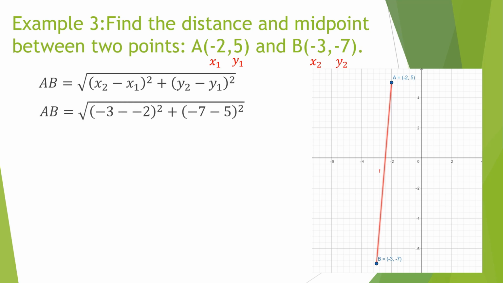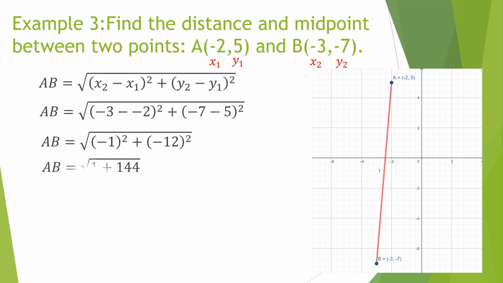So substitute in the formula: the square root of negative 3 minus negative 2, quantity squared, plus negative 7 minus 5, quantity squared. Negative 3 minus negative 2 is negative 3 plus 2, that is negative 1, squared, plus negative 7 minus 5, that is negative 12, squared. Okay, you can use your calculator. Negative 1 squared is 1, plus negative 12 squared is 144. What is 144 plus 1? That is 145. So the answer is the square root of 145, or 12.04 units. So the distance between A and B is 12.04 units.